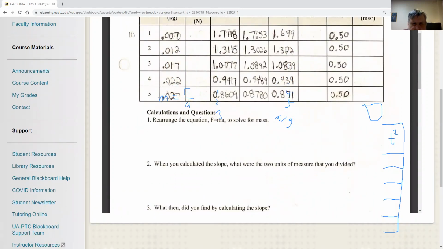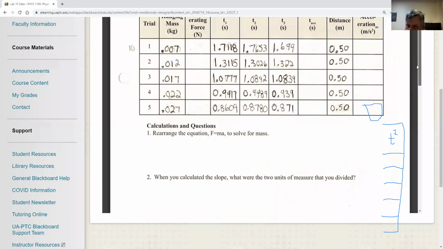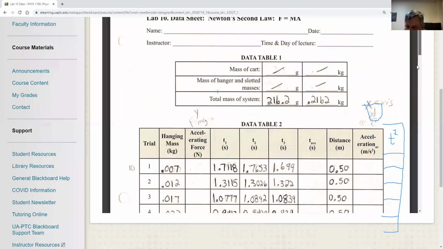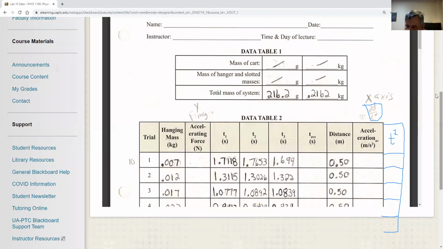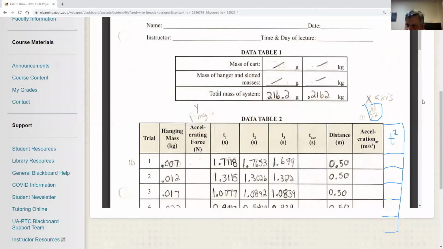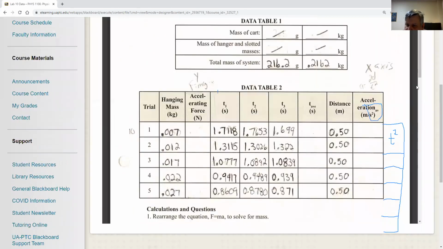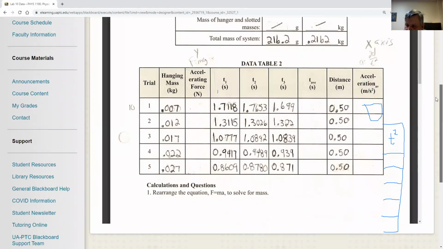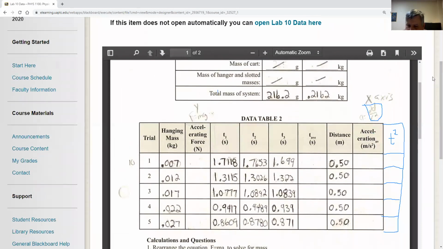So let me do one of these for you. I'm going to erase this stuff for now. This should hopefully give you an idea of how this works. One moment, I'll get this. There we go.